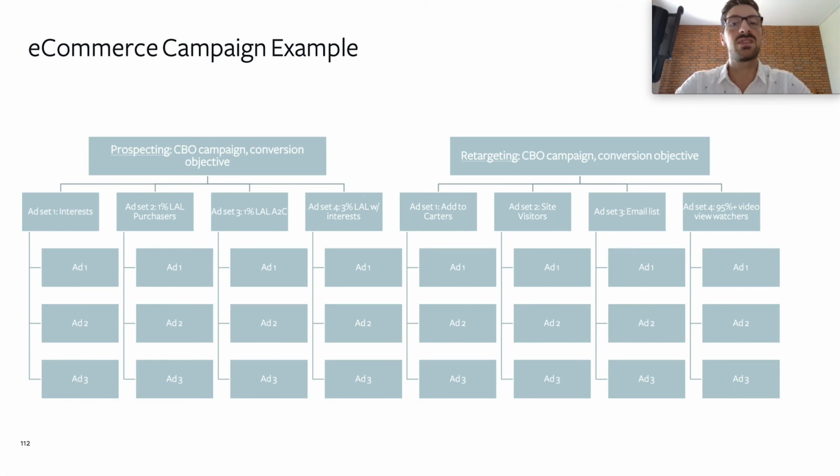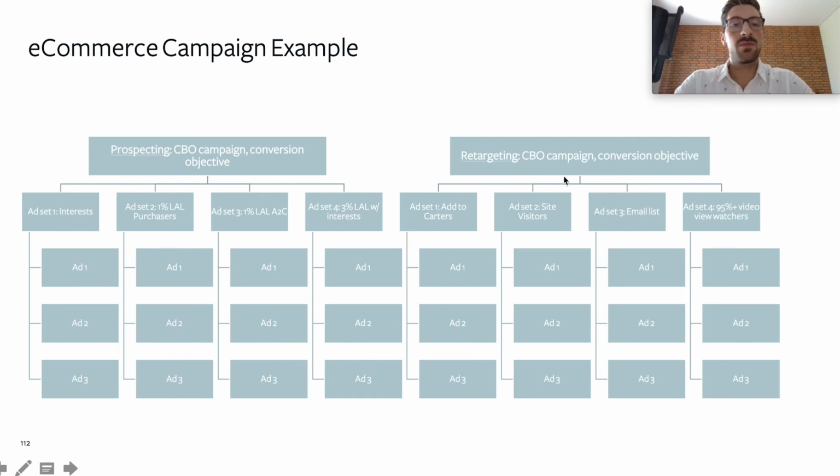So this gives me a bit of scale to work with when I'm prospecting. And then the fourth one is a larger lookalike. So now we're choosing a 3% lookalike instead of 1%, but we're layering on interest to get it a bit smaller. And then under each of these ad sets, I have 3 ads all competing against each other or optimizing between themselves.